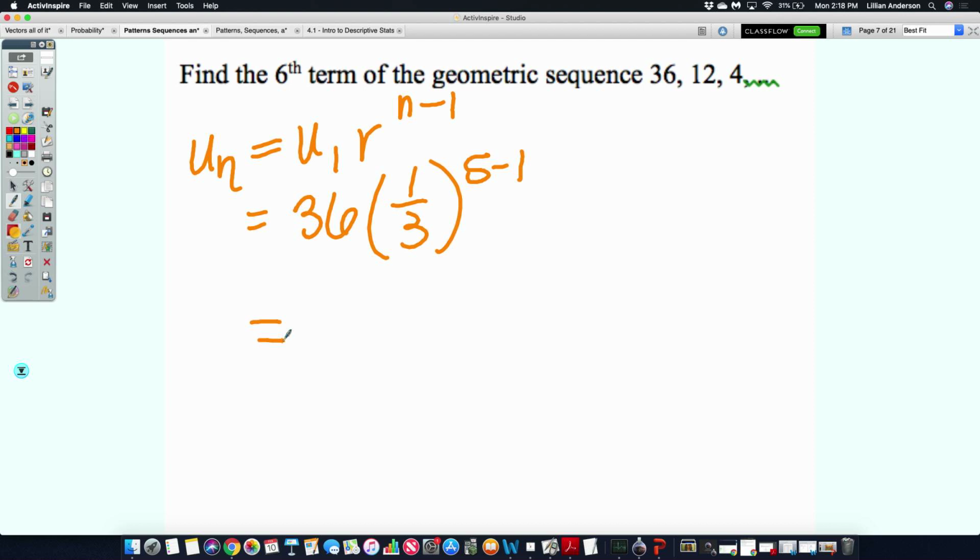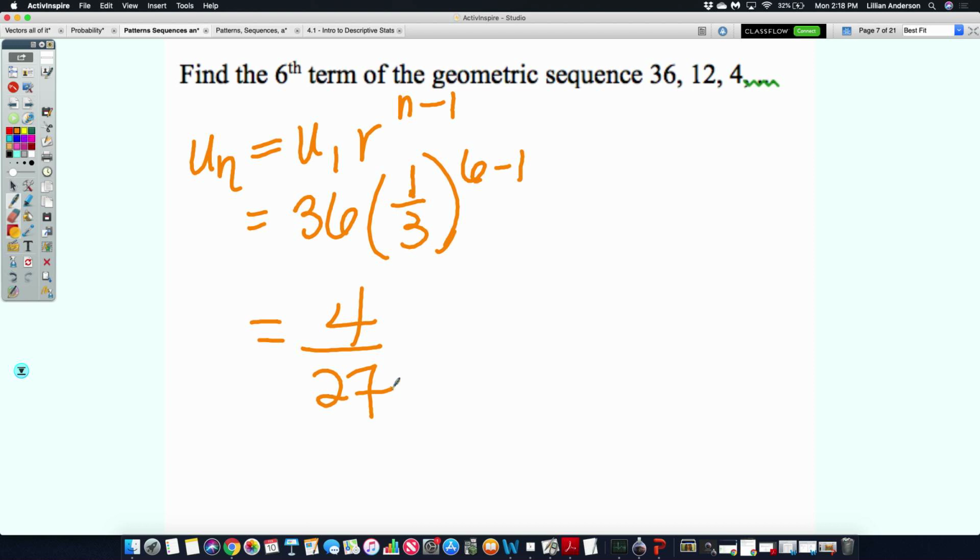Oh, wait, no. N is 6, it's 6 minus 1. So it's 5. We just did it ahead of time. So 6 minus 1, which is 5. So then give it to me as a fraction. 4 over 27. 4 over 27.